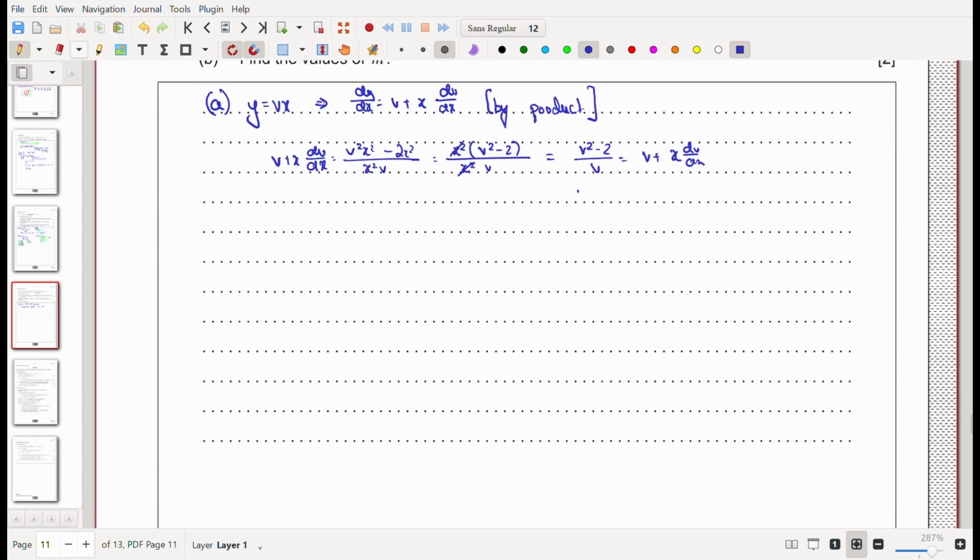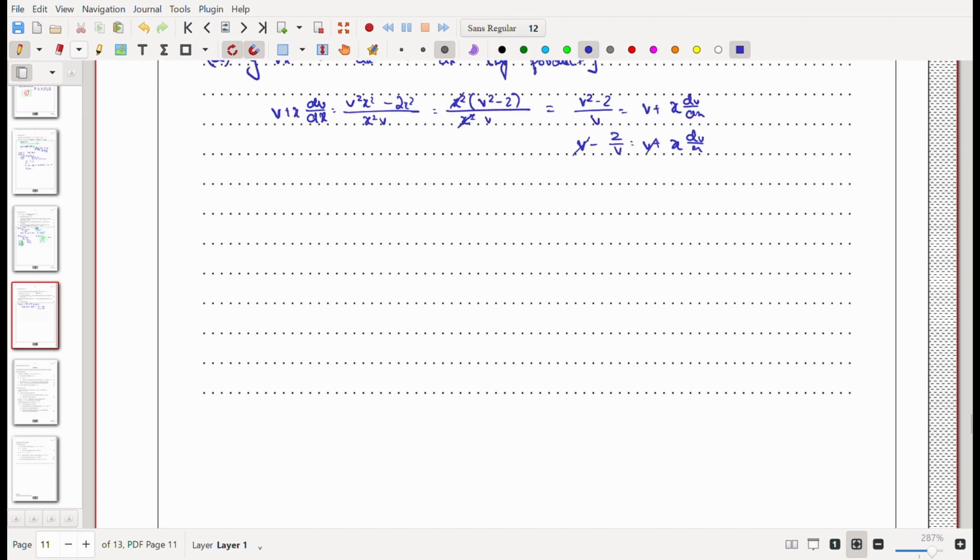Now let's continue by simplifying. V minus 2 by v is equal to v plus x dv by dx, canceling out the v's. And now here is the important part. We have to do the variable separable method. Since we have dv up there, we can say v dv is equal to minus 2 by x dx. Simply moving the variables around to make it with the same variable on either side.